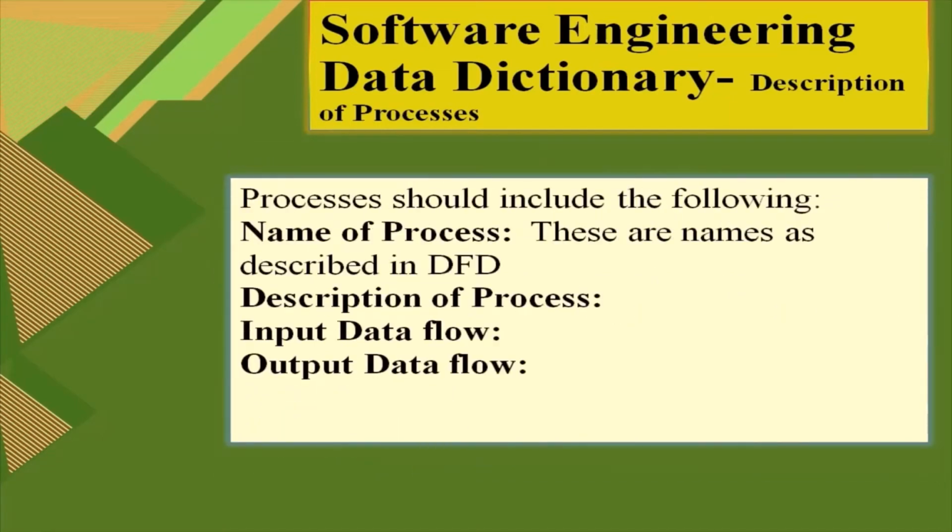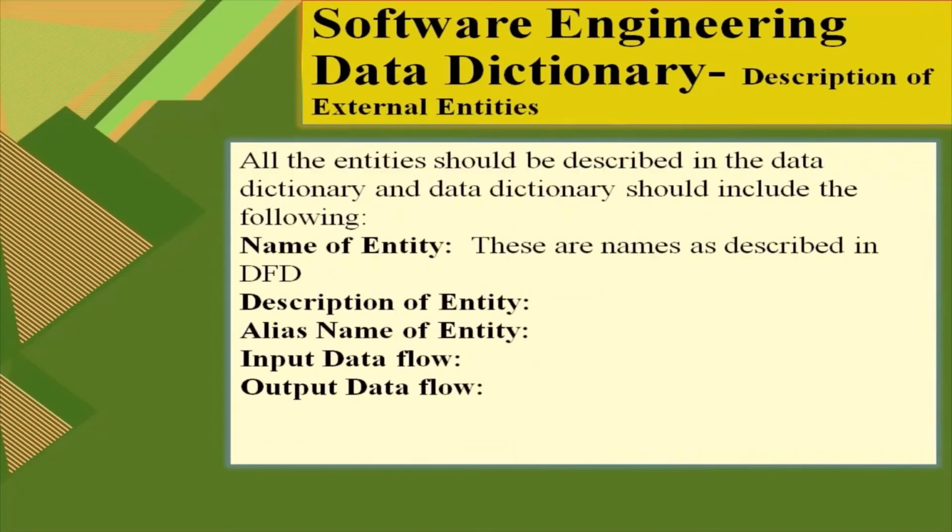Description of processes. The processes used in data flow diagram should include name of process, description of process, input data flow, and output data flow. Description of external entities. All the entities should be described in the data dictionary, and data dictionary should include the name of entity, description of entity, alias name of entity, input data flow, and output data flow.